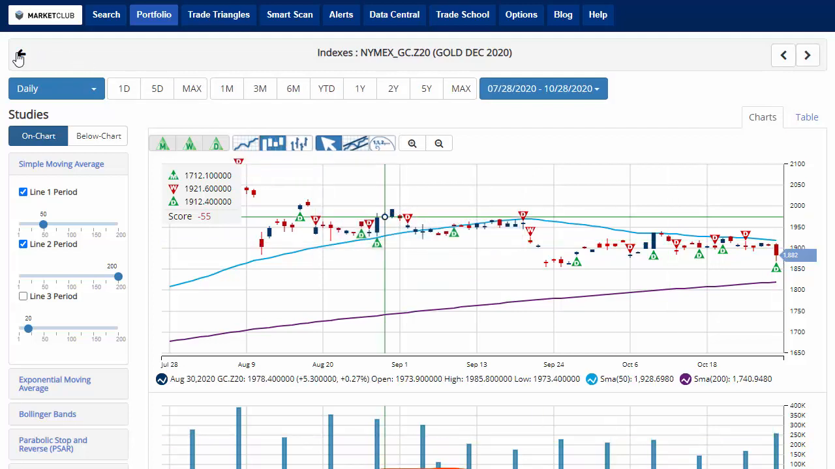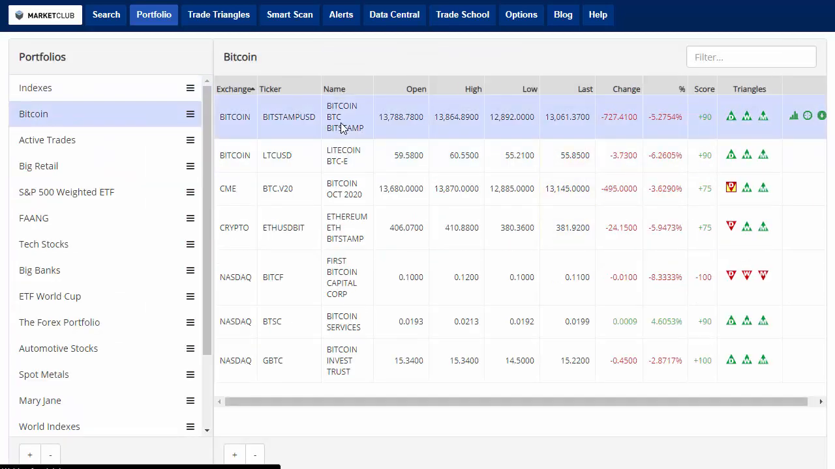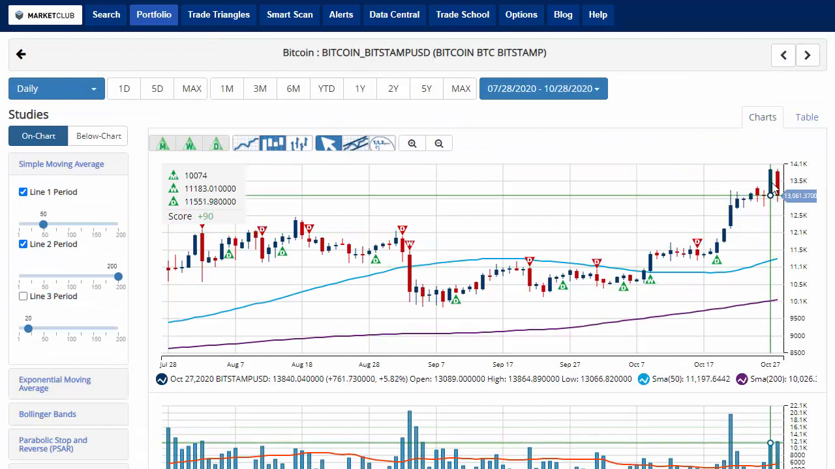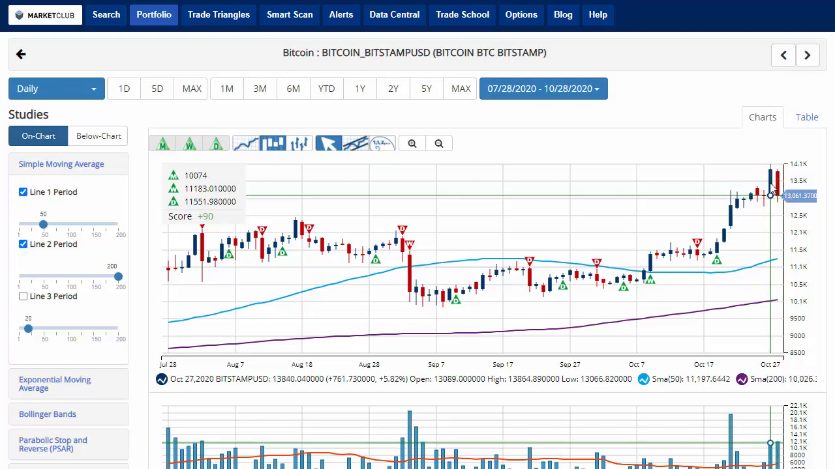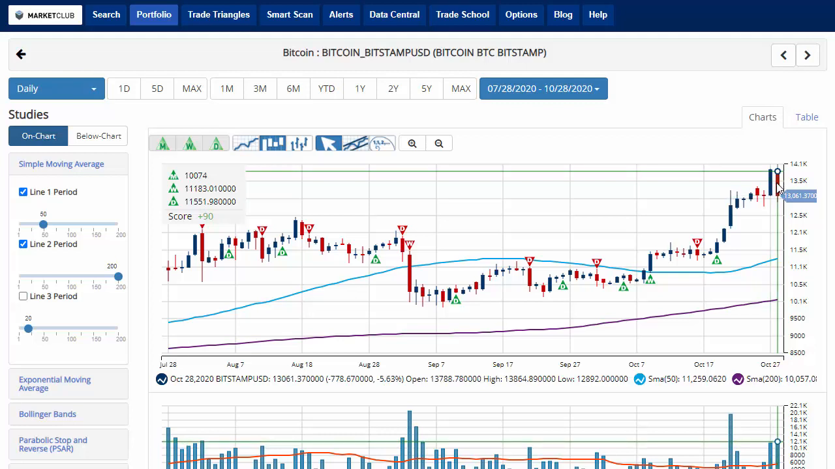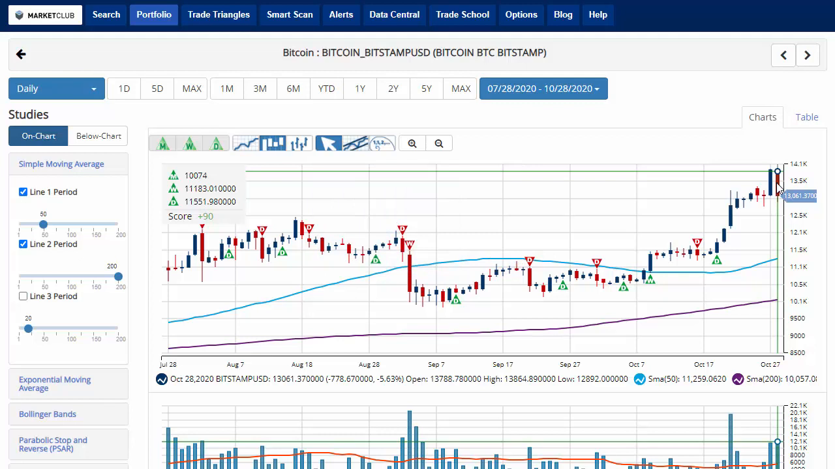We'll wrap it up with Bitcoin. It's made the biggest moves of the week, currently trading above 13,000 at 13,061.37. However, gained about 5.8% yesterday, losing most of that back today, back to those levels. However, chart analysis scores +90, indicating that we're in a long-term uptrend for Bitcoin. Key level to watch would be 11,175.99. A move below that level would issue a red weekly trade triangle, indicating a move back to a sidelines position.